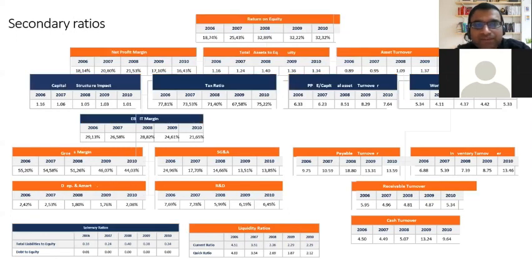Now we will go to the second level. At the second level, we have a few ratios, which are the capital structure impact ratio, showing how your capital structure has moved from 1.16 to 1.01, right? So leveraging is decreasing in this. The tax ratio somehow has been consistent, but there has been some dip in the middle of the years, 67.58.